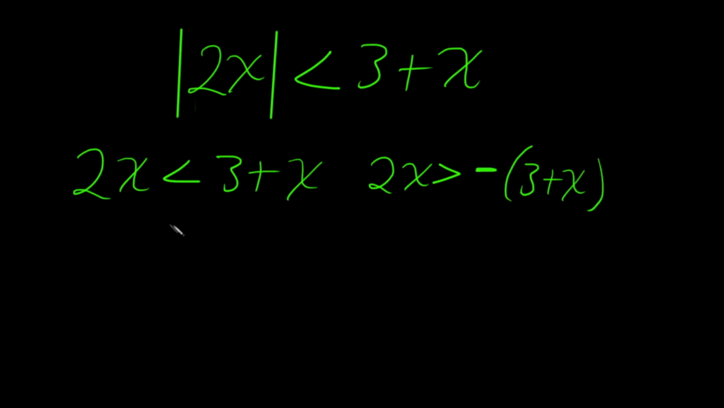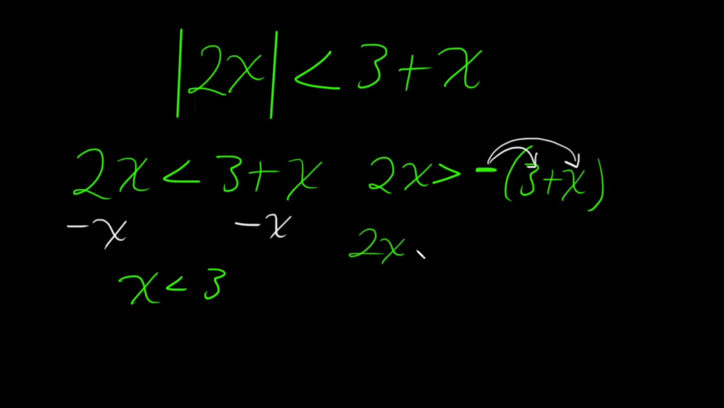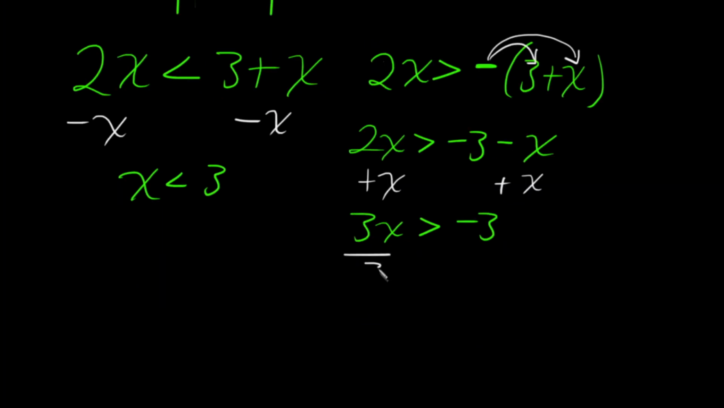Let's solve the left side first. Here we just need to isolate the x on one side and the numbers on the other. First, we'll subtract x from both sides. We now have x is less than 3. On the right side, let's go ahead and multiply the negative inside and distribute. So we have 2x is greater than negative 3 minus x. We'll add x to both sides. And now we have 3x is greater than negative 3. Divide both sides by 3. And finally, x is greater than negative 1.